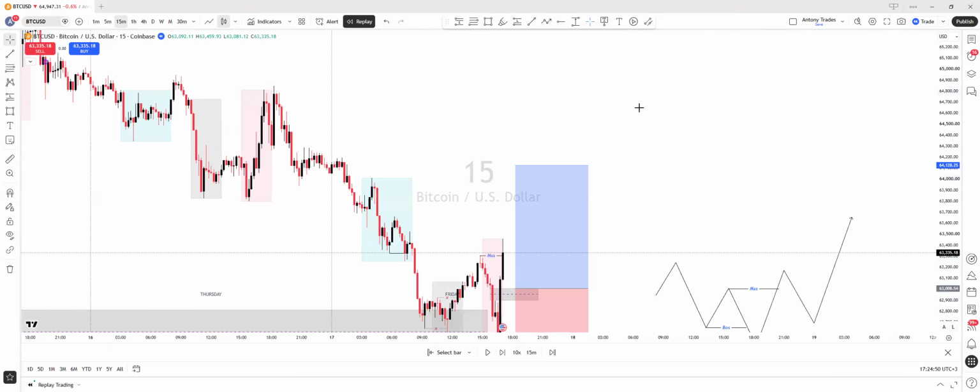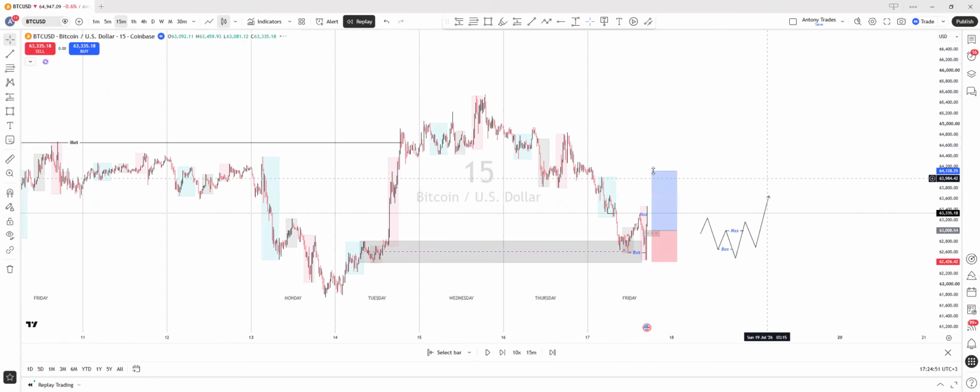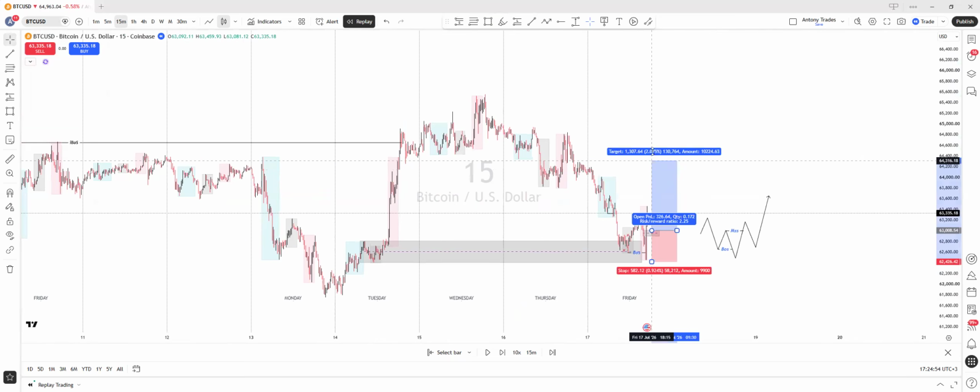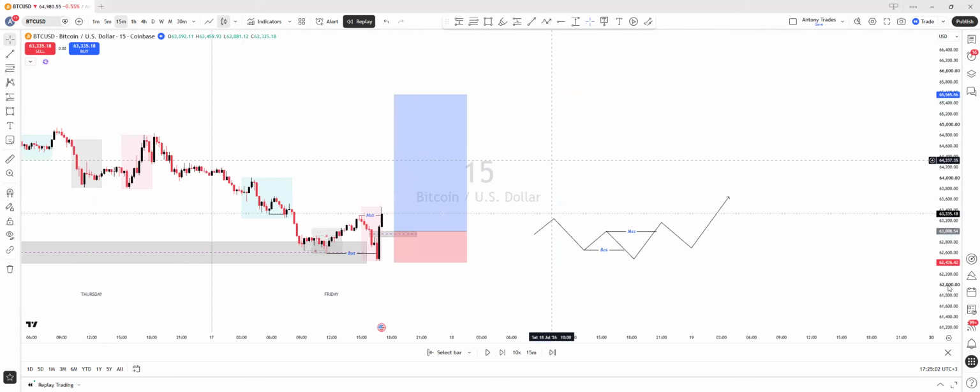Stop loss below there. And then your target, you can target 1:3 as your first TP, and then you can leave the rest to run up to that area. So that is one of the entries that you can take.